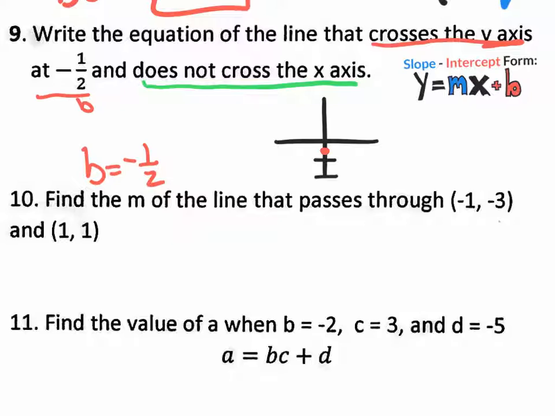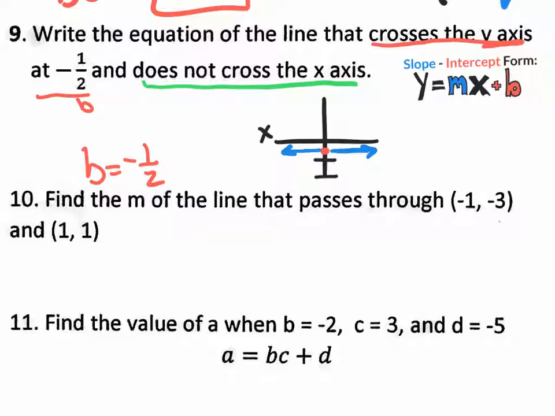And it says it does not cross the x-axis. So here's my x-axis. If a line goes through this dot and it never touches my x-axis, it must be perfectly parallel to it. It must be perfectly flat, perfectly horizontal. So drawing my line that'll never cross the x-axis, it's going to be going like this, perfectly flat, left to right. So a perfectly horizontal line, what kind of equation is that?